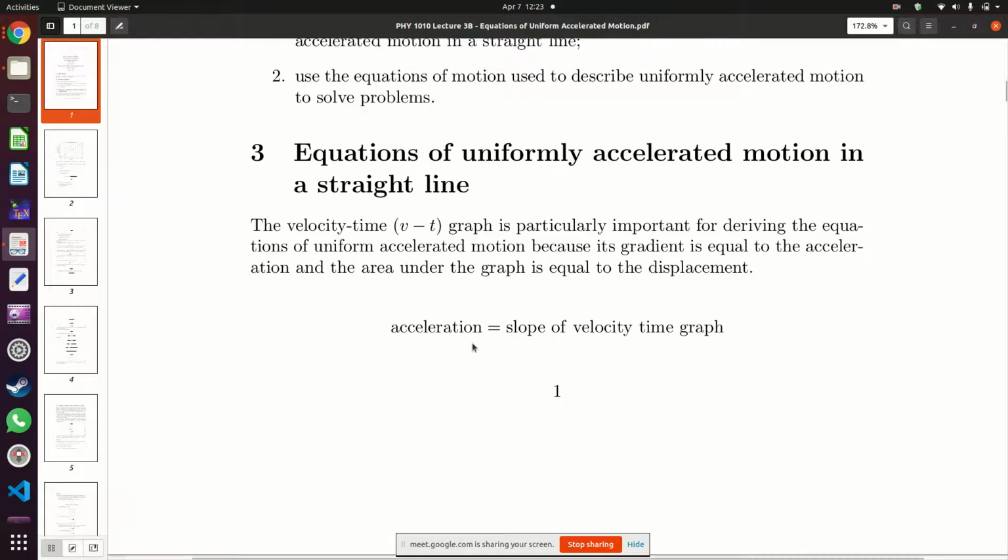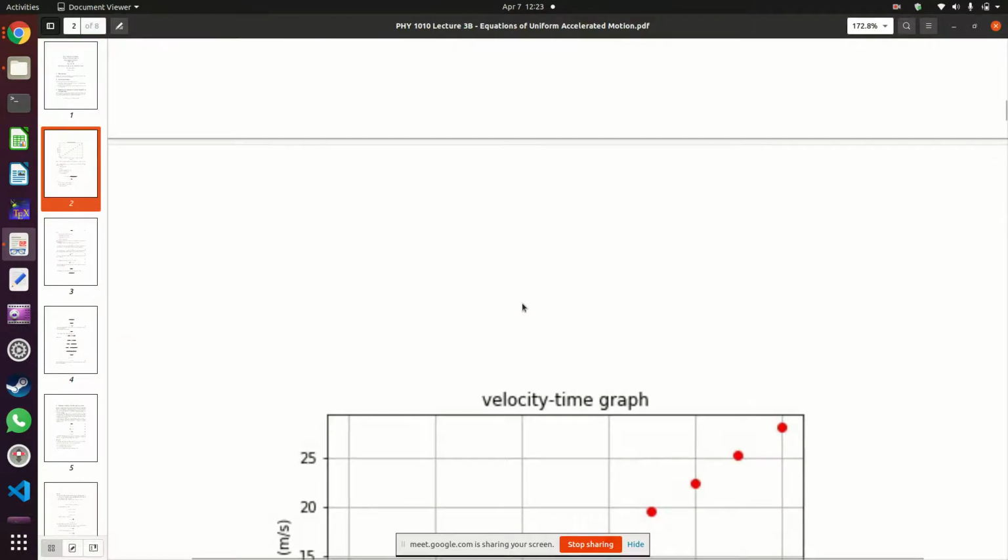So our starting point is the fact that the acceleration of an object is equal to the slope of the velocity time graph. This is where we're going to start from. We start with the velocity time graph, and that's what we use. That's why it's very, very important.